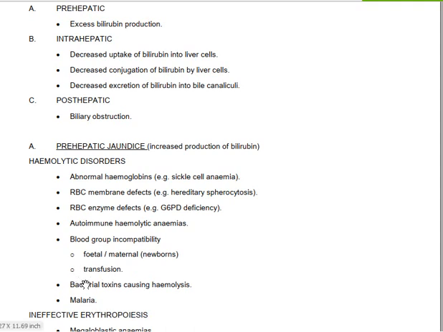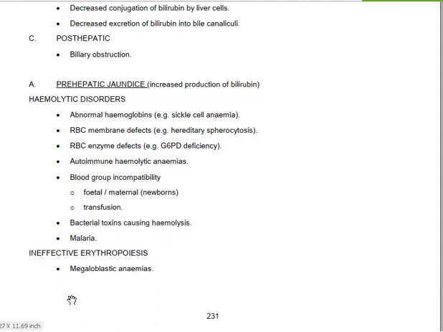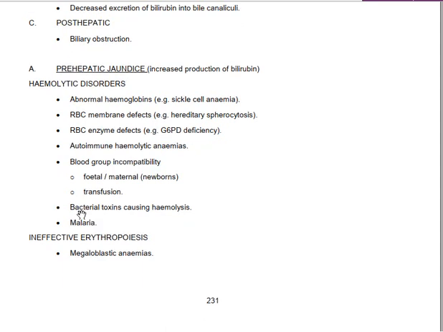You have bacterial toxins causing hemolysis, and you have infections like malaria and leishmaniasis. Now, those other infections like bacterial toxins, particularly the toxins from Shigella, and also the toxins from Escherichia coli. Enterohemorrhagic Escherichia coli is also going to produce Shiga-like toxins. All of them are going to cause hemolysis, which is going to cause hemolytic uremic syndrome.